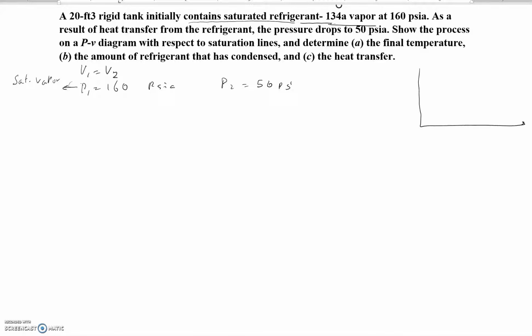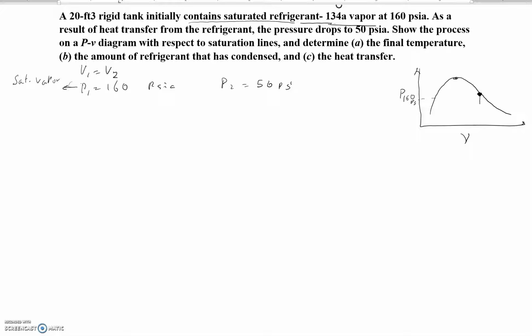So if you want to plot the P-v diagram for this process, let's assume that this is our P-v diagram. Inside the envelope is the two-phase liquid-gas mixture. Critical point, dew point line, bubble point line. Compressed liquid area, superheated vapor area, right? Okay, so initially it's saturated vapor. It means it's at some point on this dew point line. So let's assume that it's here, and the pressure at this point is equal to 160 psi, right?